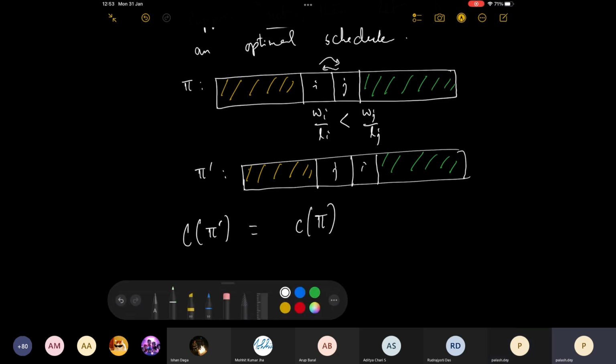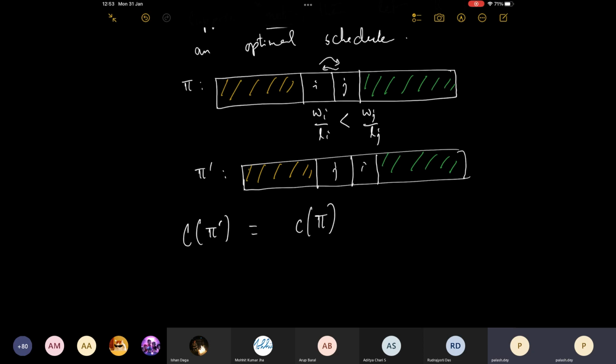Now for I, completion time increases. How much is it increased? The completion time of I increases by Lj. And its contribution in the sum is increased by Wi times Lj. But for J, its completion time decreases by Li, and its contribution decreases by Wj times Li.